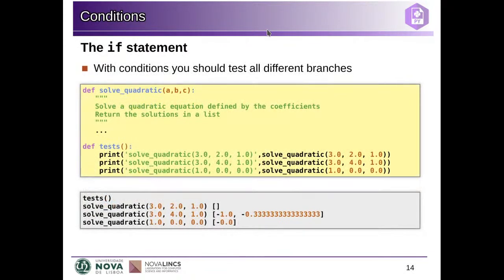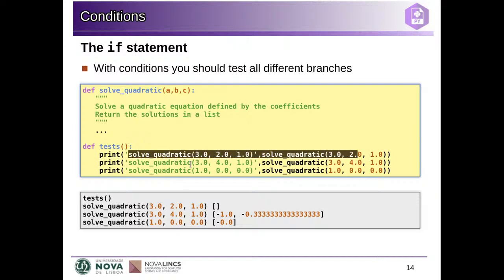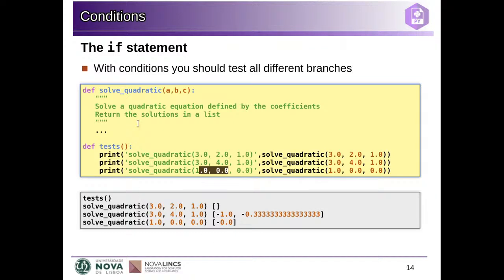So in general, it's a good idea when you write code to keep these tests handy, and one possible solution for this problem is to create a function for tests where you have, for example, print the solution for this equation, this one here, and then when you call the tests function, you have the result of all these calls to the solve quadratic function. It's also necessary, if you create a function with conditions, to test all the different branches.